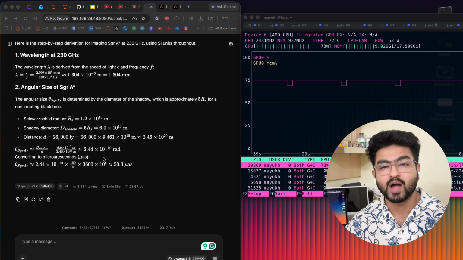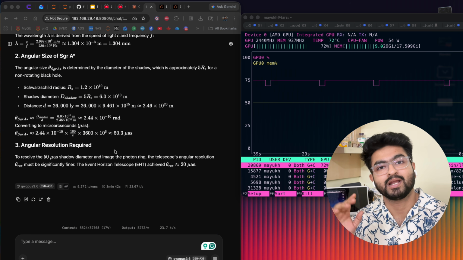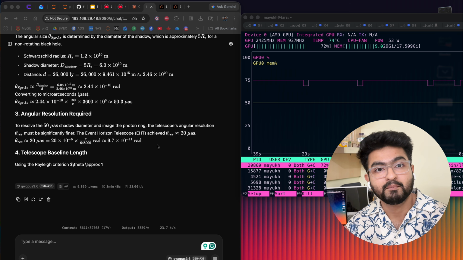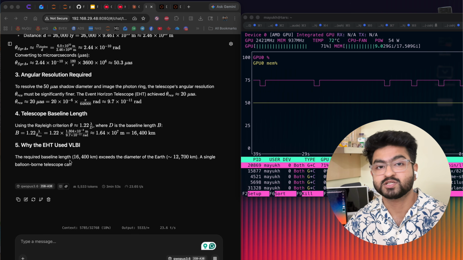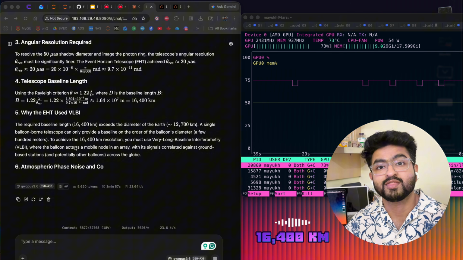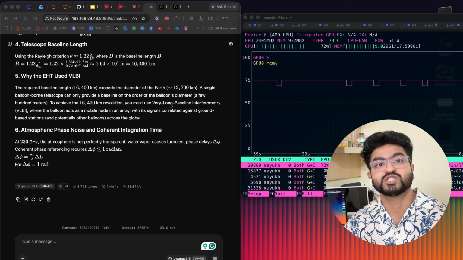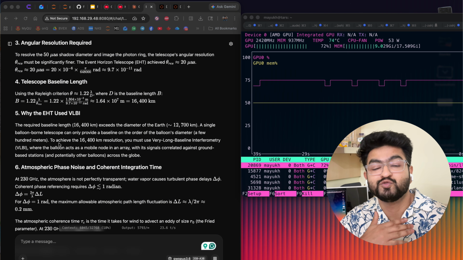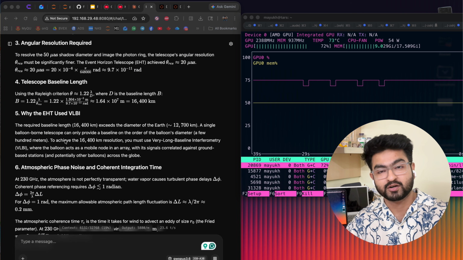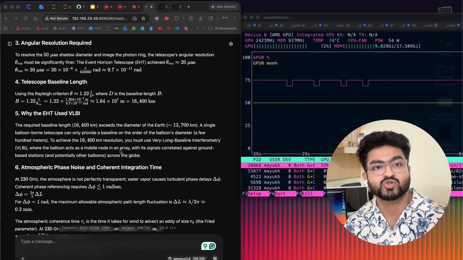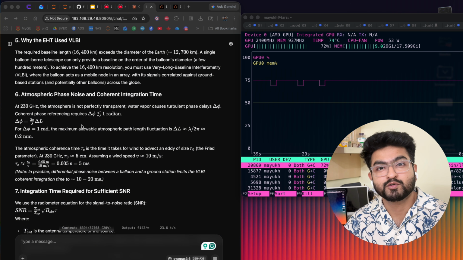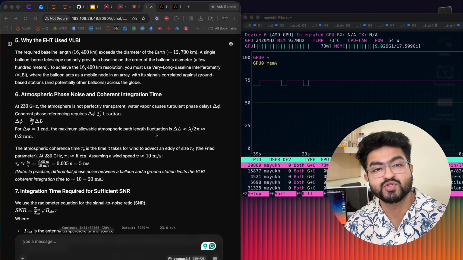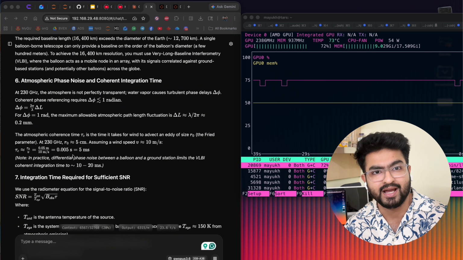That's exactly what the Event Horizon Telescope measured, like close to that. Required baseline to resolve it, 16,400 kilometers, correct. That's larger than the Earth itself, which is why the EHT had to use very long baseline interferometry across continents to get the measurements.